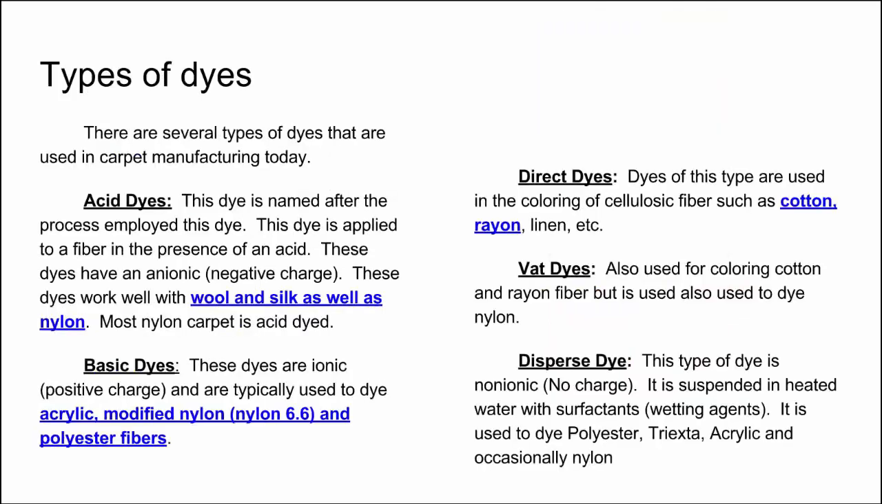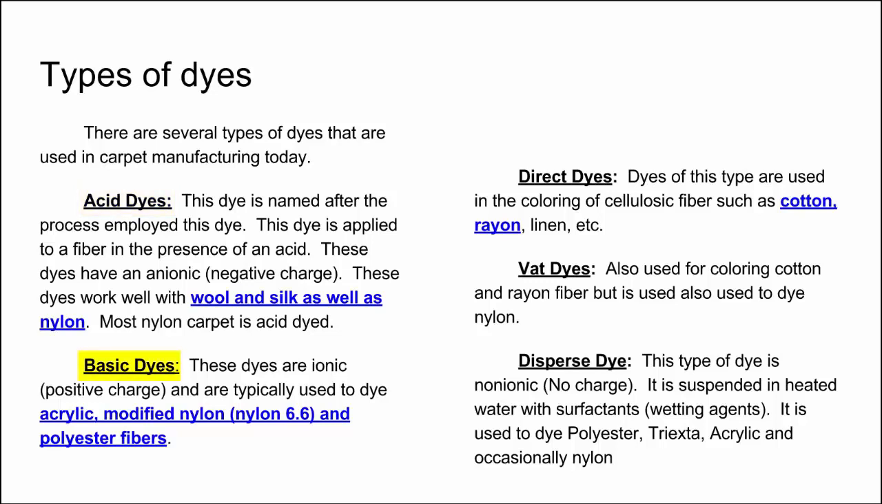There's 5 types of dyes we're going to cover. One is acid dyes. This is the most common. Almost all carpet today, at least most nylon carpet today, is acid dyed. It's also used with wool and silk, but for what we're going to be covering, it's usually going to be a nylon carpet that we're cleaning in homes, although there is a significant amount of wool that you'll probably run into as well.